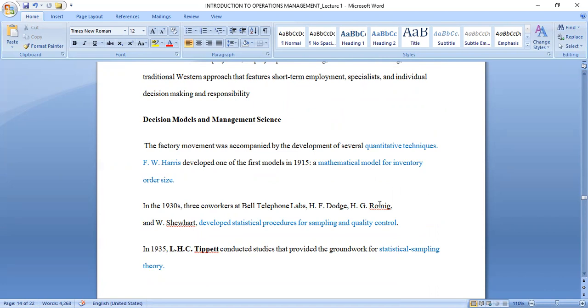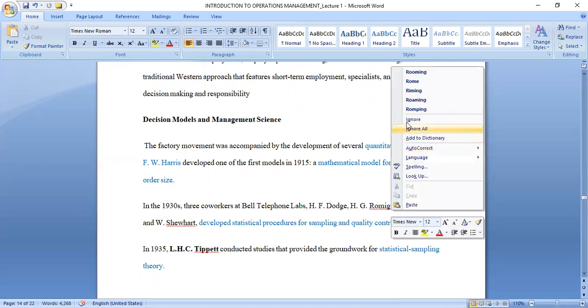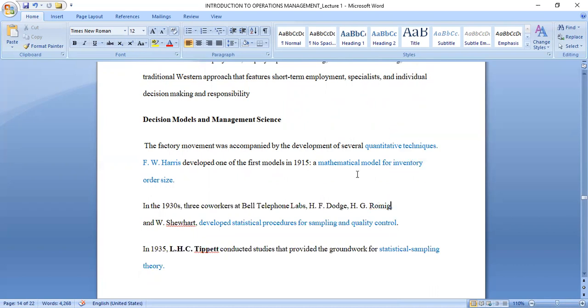So with the decision models, to be precise, it involved the use of quantitative techniques, the use of mathematical models. Let's look at the key personalities under the decision models and management science era. So we had several quantitative techniques.